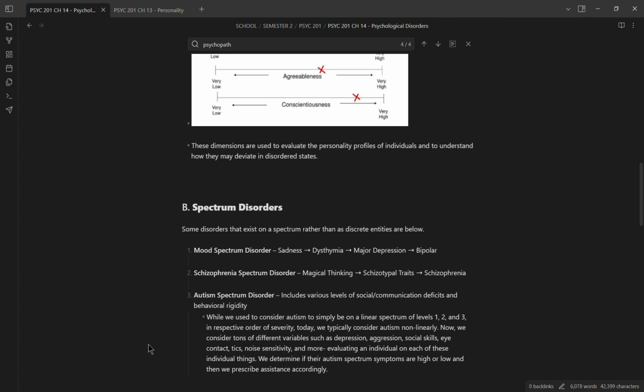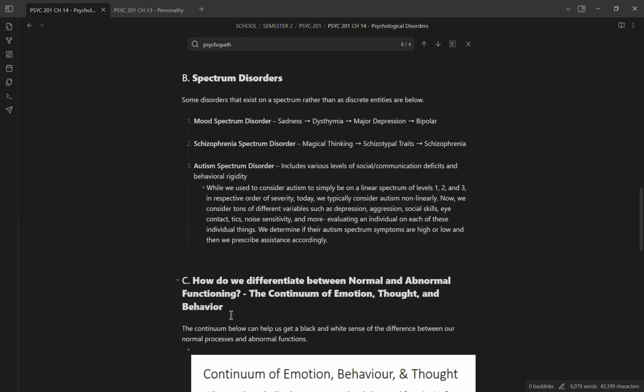Mood spectrum disorders are typically seen as going from sadness to dysthymia, which we'll get into, to major depression, to bipolarism. Schizophrenia, right? We're looking at magical thinking, which typically turns into schizotypal traits, and that turns into schizophrenia. But most importantly, autism. The autism spectrum disorder, right? It includes various different levels of social and communication deficits and behavioral rigidities.